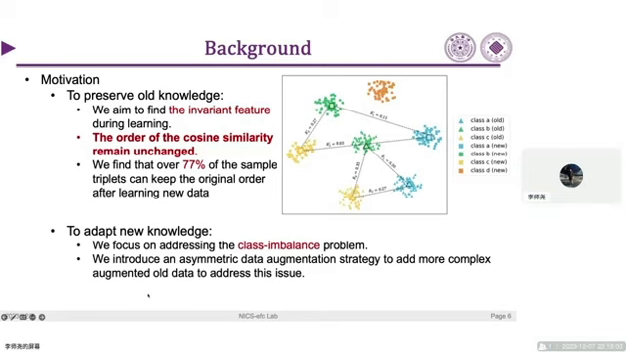The second one is to adapt to new knowledge. We focus on addressing the class imbalance problem, and introduce an asymmetric data augmentation strategy to add more complex augmented old data to address this issue.